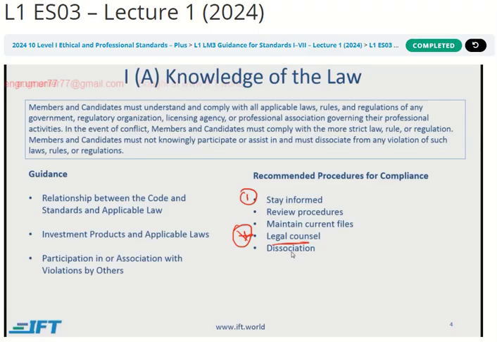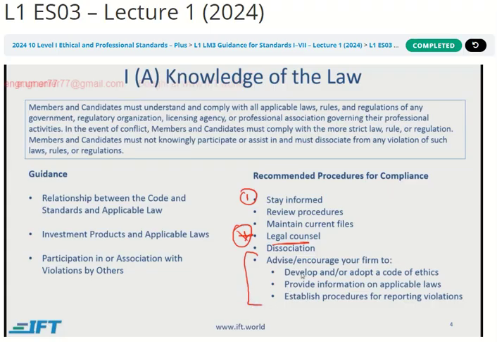Disassociation. When disassociating from an activity that violates the code and standards, what you should do ideally is document the violation and urge your company or your firm to attempt to persuade the person who is committing the violation to stop doing so.